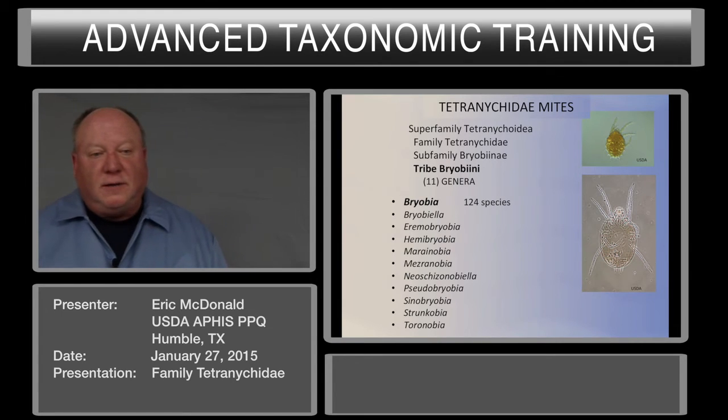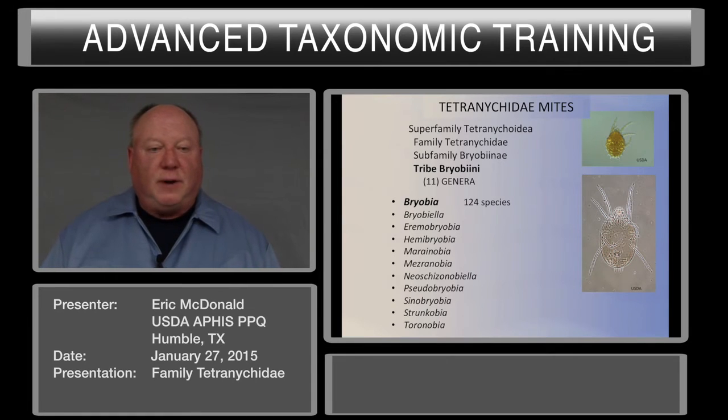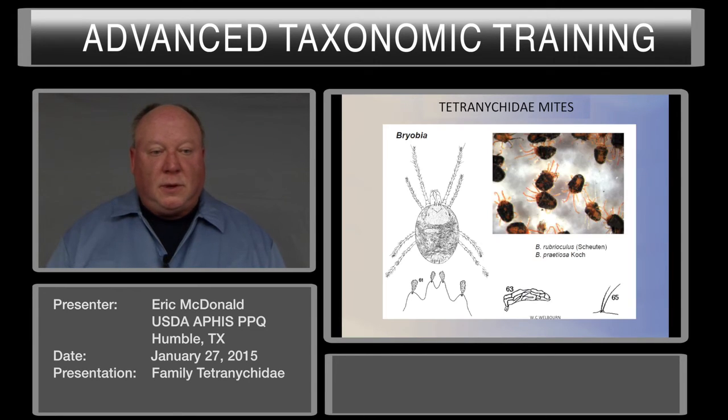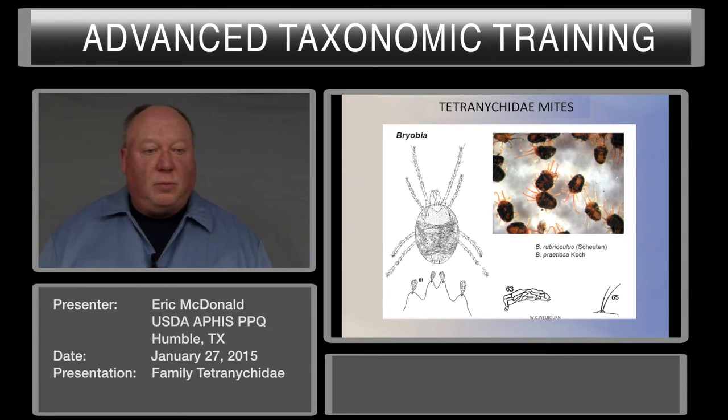The genus Bryobia contains 124 described species, and many of them are economically important pests that are highly polyphagous and occur without males. The common names for Bryobia are the clover mites and brown mites. The genus Bryobia contains a number of economically important pests, including several that are not yet reported from the U.S. A well-known and widely distributed pest is the clover mite Bryobia praetiosa, a pest of over 250 kinds of plants.